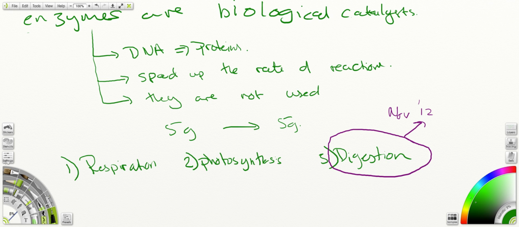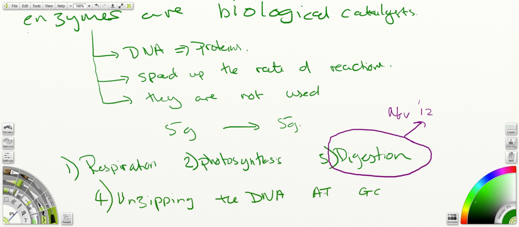Now number 4, what you probably don't know, well you would if you're higher because I've already covered this for higher material, but you need to know this for foundation as well, is that they are involved in unzipping the DNA. As you already know, A and T and G and C are held by weak hydrogen bonds. A and T are held by 2 hydrogen bonds and G and C by 3 hydrogen bonds. So an enzyme will come and unzip the double helix DNA so that strands of DNA are exposed. That's another thing that enzymes do.